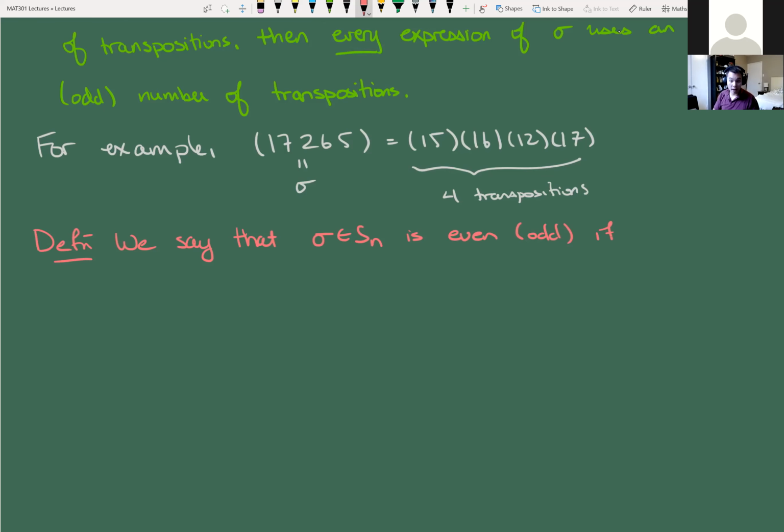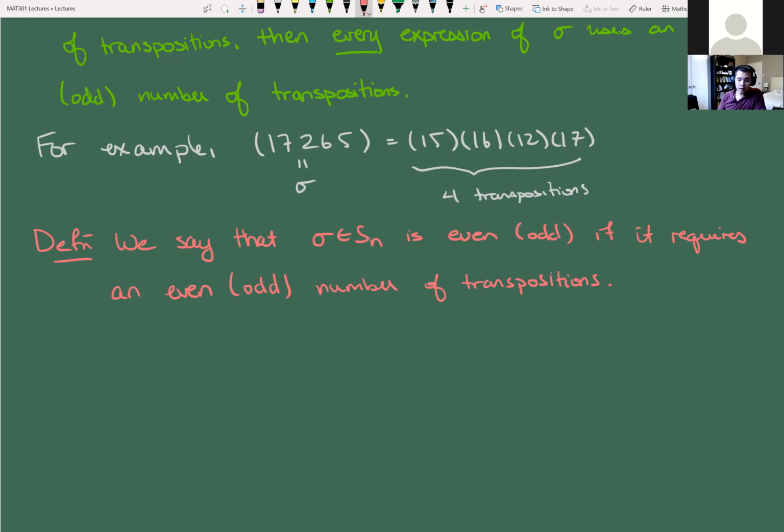And again, this is now well-defined. Remember we were talking about well-defined? This is a well-defined notion because of the theorem we just said, which says no matter how you write it, it's always either even or odd. It stays consistent. If it's even, it's always even. If it requires an even (brackets odd) number of transpositions.